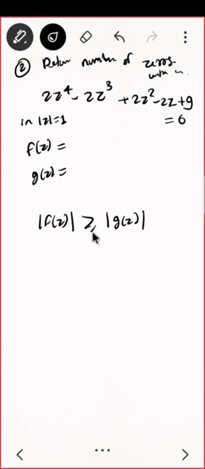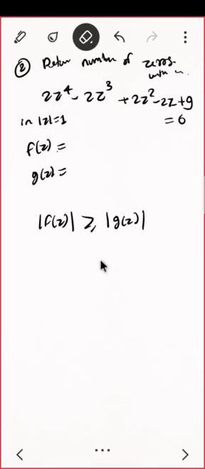Can you give me f of z and g of z such that mod f of z is greater than or equal to mod g of z? Actually, it is not greater than or equal to, I'm sorry. It should be strictly greater than.